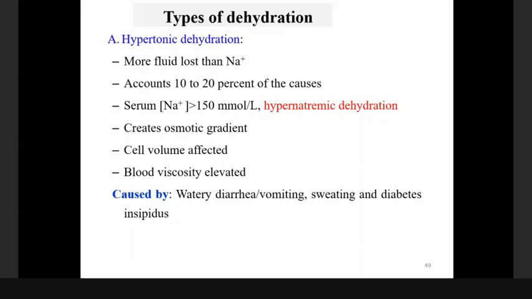Otherwise, an osmotic gradient is created because the subject lost more water from the body, so that the amount of water outside the cell is less than the inside. So water moves from the cell into the extracellular environment, so that the cell volume is affected and gets reduced. But the blood viscosity gets high. Viscosity is the fluidity of the blood.